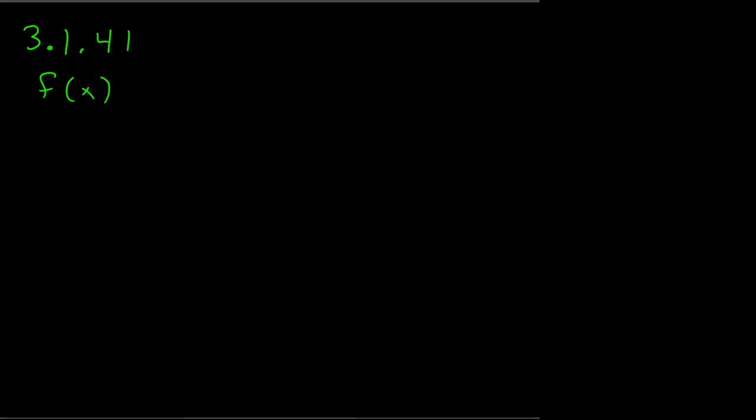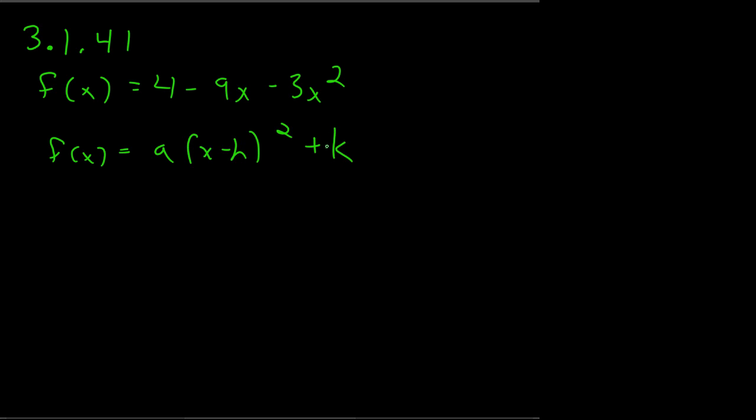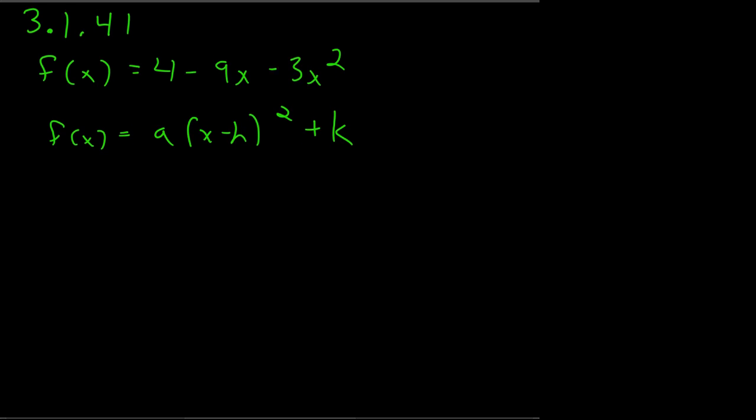So 4 minus 9x minus 3x squared. And we want to write this in vertex form. So we want our function to have some constant a times x minus h squared plus k. So our goal is going to be to complete the square.